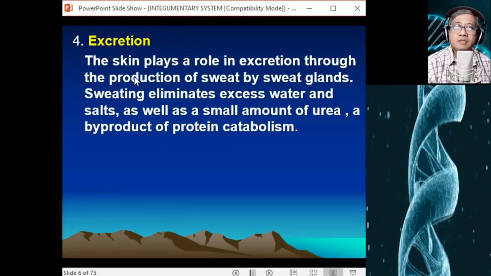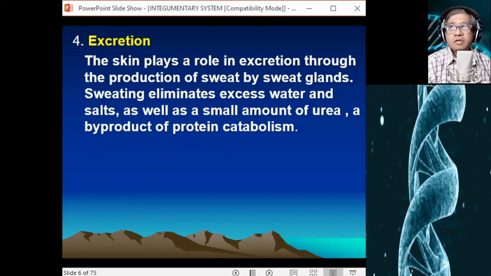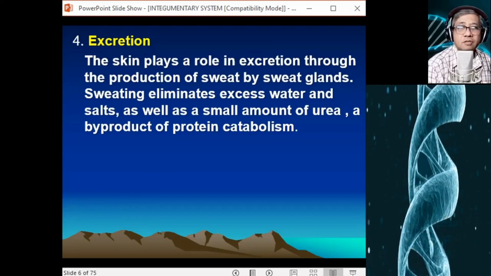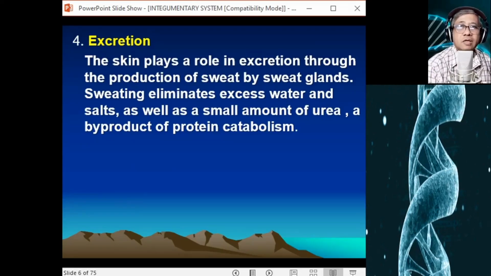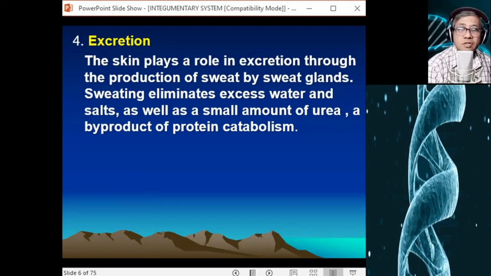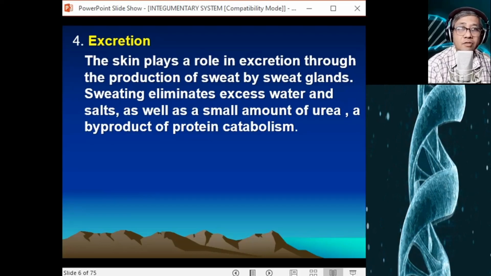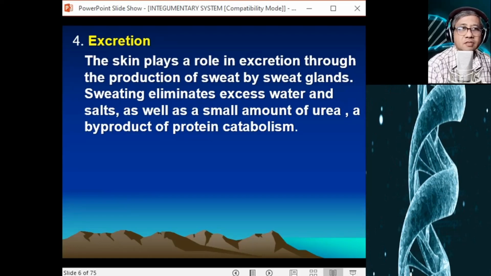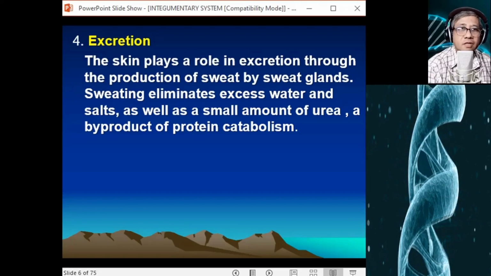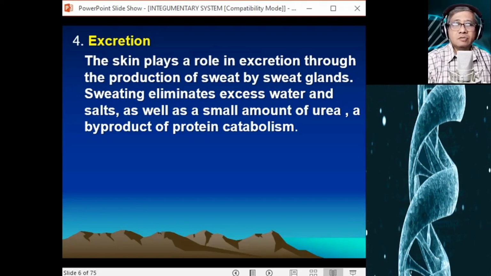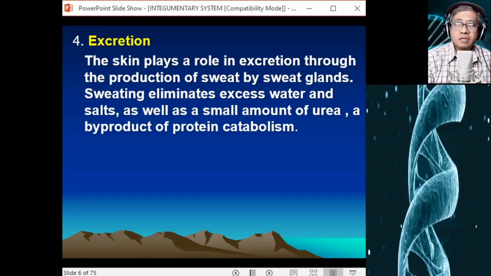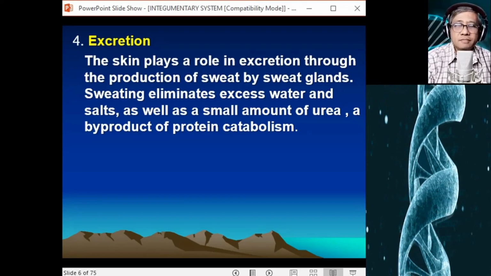So the skin plays a role in excretion through the production of sweat. You might think that sweat is only involved in temperature regulation. No, sweating also eliminates excess water and salts, as well as small amounts of urea, which is a byproduct of metabolism, specifically protein catabolism. So sweating that eliminates excess water and salt makes the skin an excretory organ. Excretion is a vital role of the skin in eliminating excess water, salts, and urea.